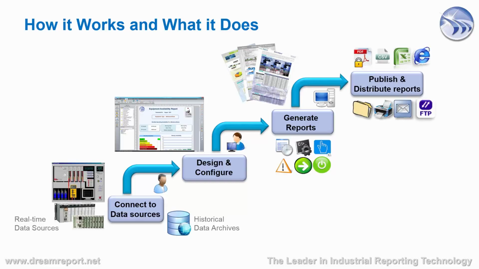Reports can be PDF or secured PDF documents. The data can be output to CSV files or Excel spreadsheets, or even out to native web pages. And finally, the destination for the reports could be a local directory on the DreamReport machine, a file server, one or more printers, email to one or more recipients, or even sent to an FTP site.